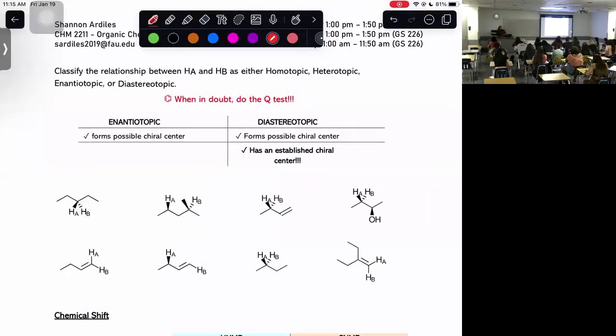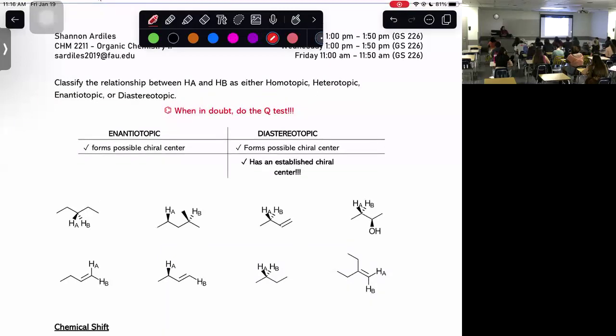For this class, we're going to be using those 4 terms that you hopefully learned back in Orgo 1: homotopic, heterotopic, enantiotopic, and diastereotopic. You're not only going to be asked to show the relationship between 2 hydrogens, but whenever you're given a molecule, you're expected to automatically use those terms when figuring out the number of signals. Now, what's homotopic? What does it mean? Same environment, same signal. That's the general broad term that we have. Enantiotopic is just a more precise term of homotopic. The only difference is that it creates a potential chiral center. We know that because we do the Q test.